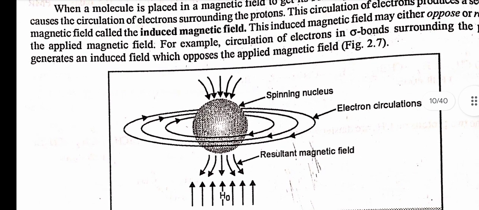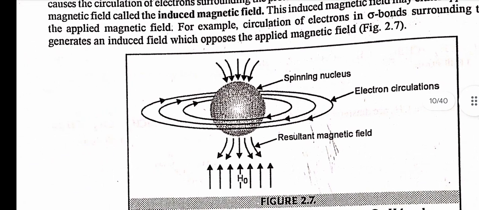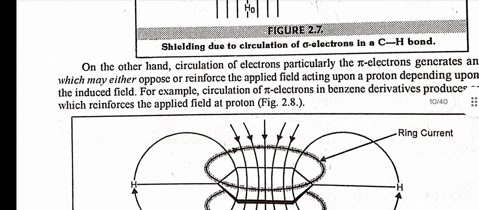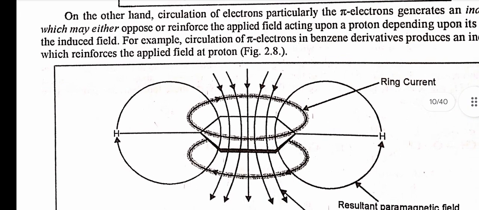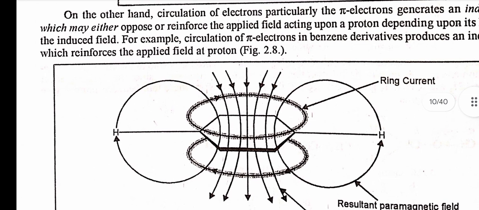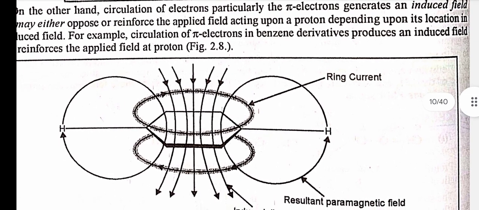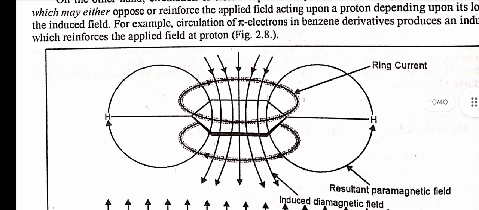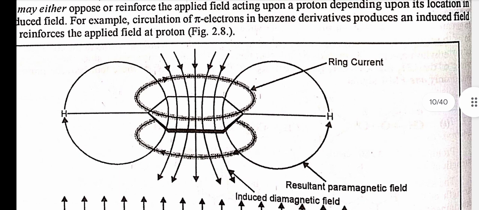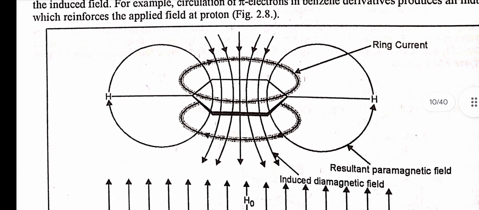For example, circulation of electrons in sigma bonds surrounding the protons generates an induced field which opposes the applied magnetic field. On the other hand, circulation of electrons, particularly the pi electrons, generates an induced field which may either oppose or reinforce the applied field acting upon a proton, depending upon its location in the induced field. For example, circulation of pi electrons in benzene derivatives produces an induced field which reinforces the applied field at the proton.